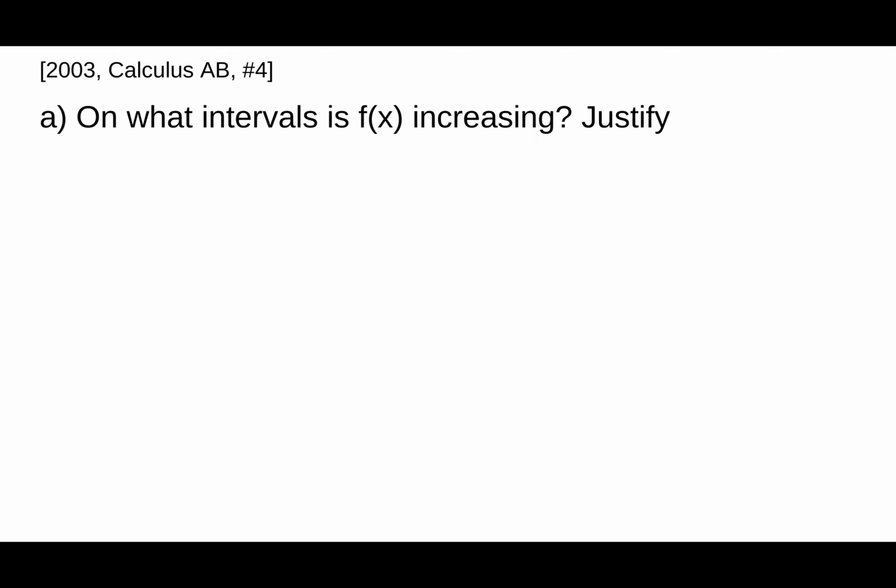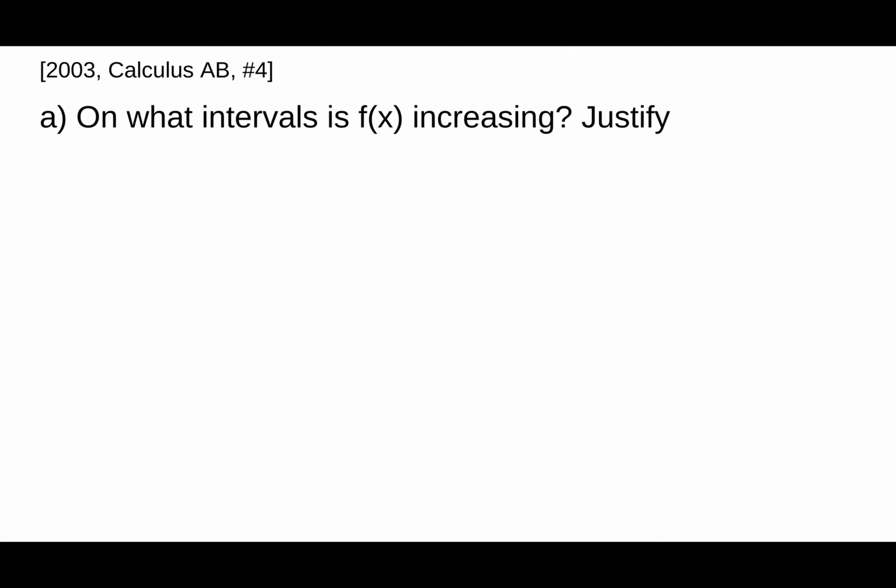This is from the 2003 exam. It's question number 4, and it is not calculator active. In the question stem, we are given a function f, which is defined on the closed interval from -3 to 4. We are given that f of 0 is equal to 3, and we are given the graph of the derivative of f, which consists of a line segment and a semicircle.